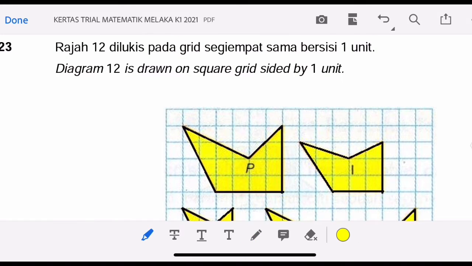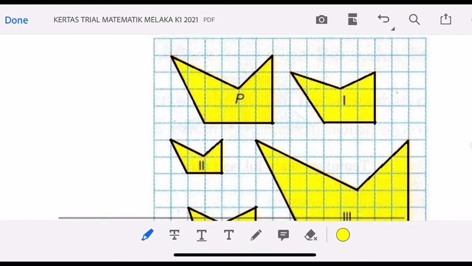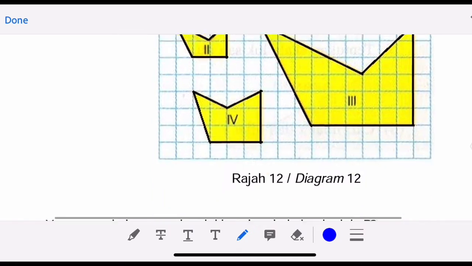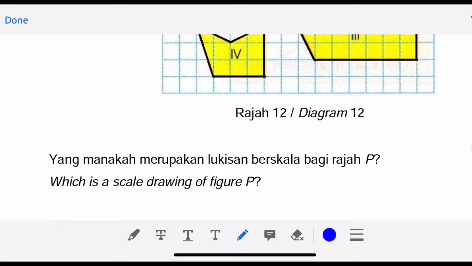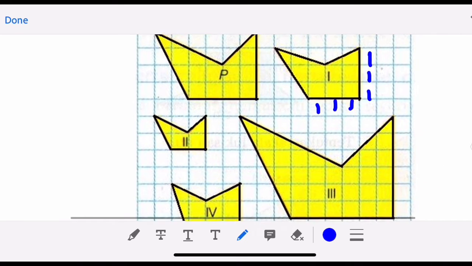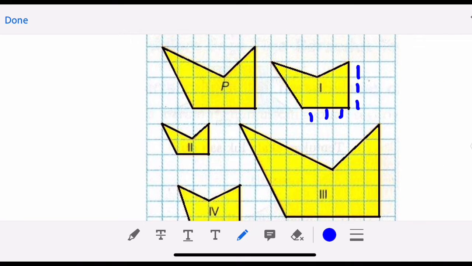Let's see. Diagram 12 shows square grids with sides of 1 unit. All these are 1 unit by 1 unit, right? So which of the following is a scale drawing of figure P? Let's look at figure P. Normally, we will find the ratio. We have 4 here.